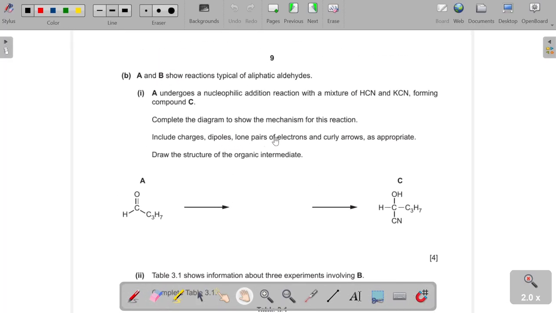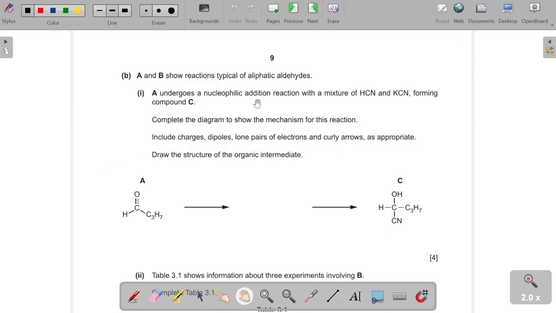A and B show reactions typical of aliphatic aldehydes. Aliphatic means straight chains, okay? They are mostly straight chains. Aliphatic in chemistry means oily, oil-forming. But in A level we mostly use it for straight chains, or even cyclic forms, as long as they are different from the benzene compounds. Benzene, aromatic hydrocarbons, you will discuss in A2.